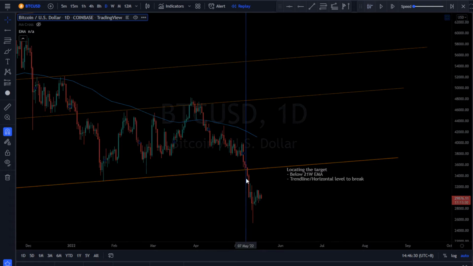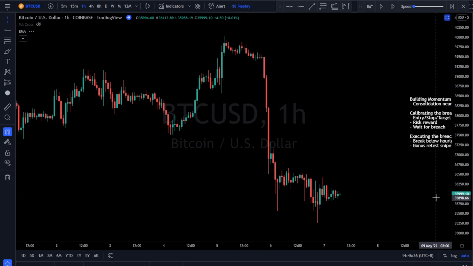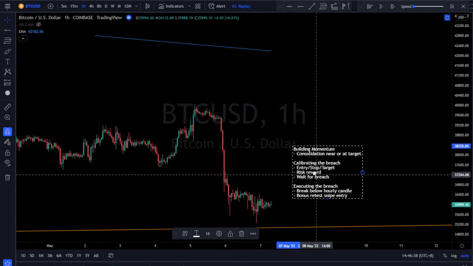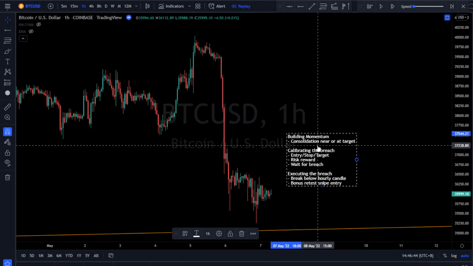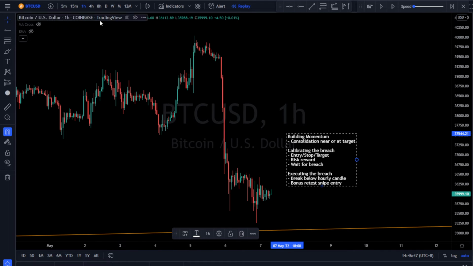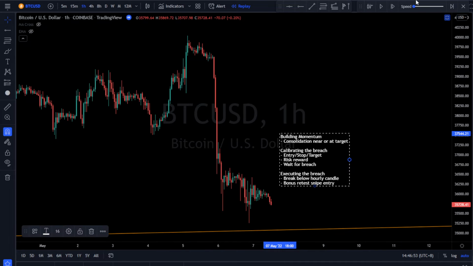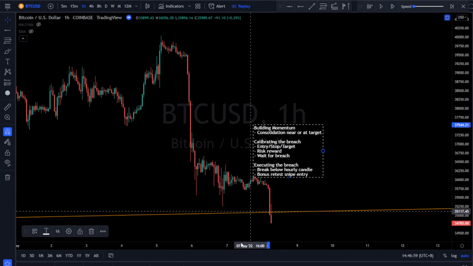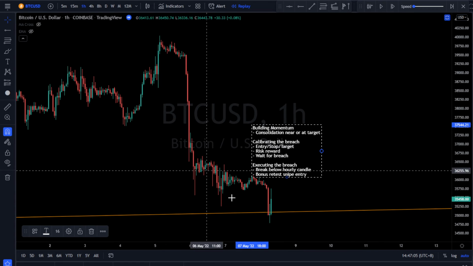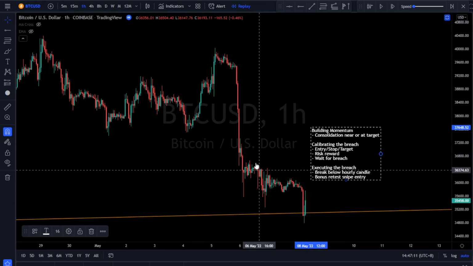All right, let's go back in time. Over here, let's zoom in again. We want to look for momentum to build up, so consolidating near or at the target. There we go, we've touched it. 1 hour, 2 hours, 3 hours. I would say 3 hours is more or less enough, and it's time to calibrate the breach.